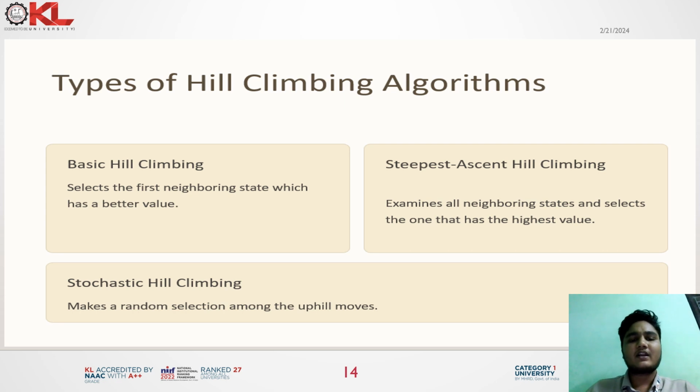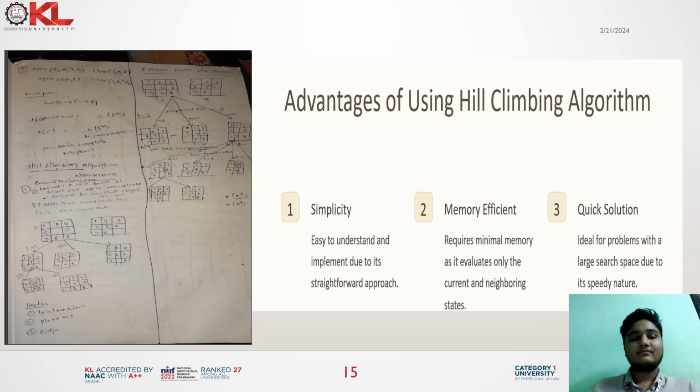It just makes a random selection among the hill climbing modes. For this one, steepest-ascent hill climbing and stochastic hill climbing were the advanced variants, but we can choose the basic hill climbing algorithm. Here we can choose neighbor states with better values only, and we can choose the advantages. And I already showed an example I wrote in this one.